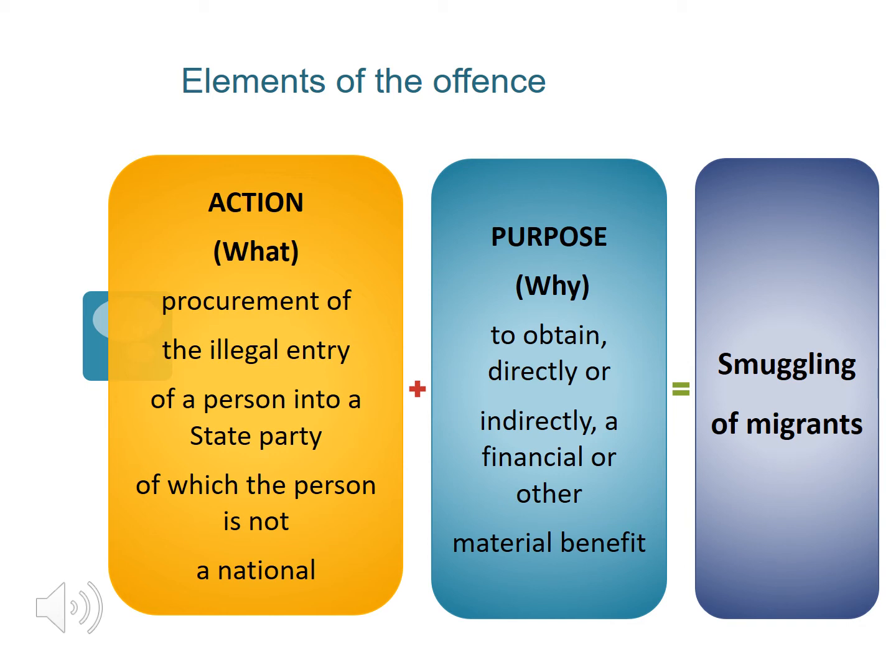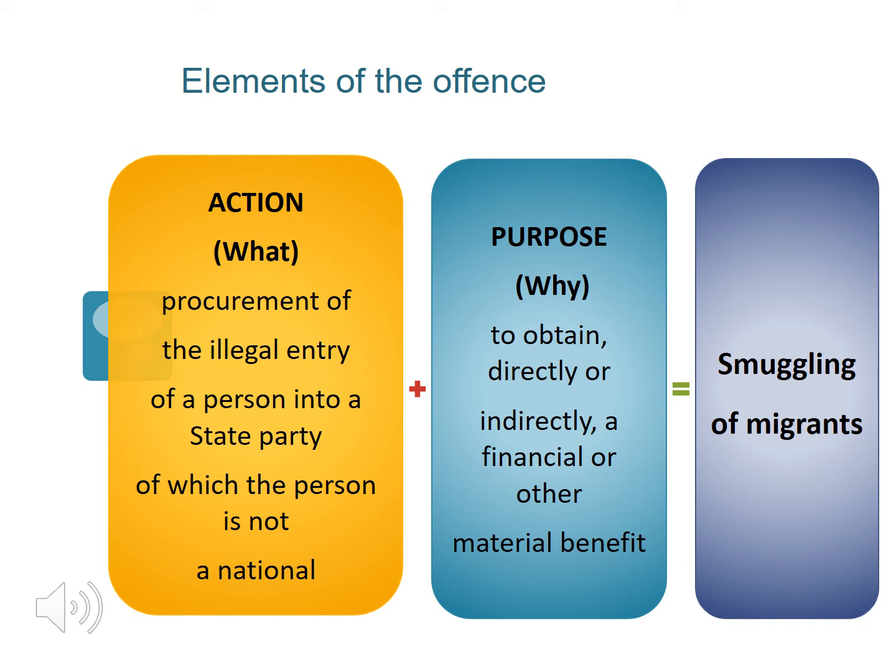The first is the action, so what is done. The second is the purpose, why it is done. So let's look at the action first. The action is the procurement of illegal entry, which means crossing borders without complying with the necessary requirements for legal entry that are established by the receiving state.